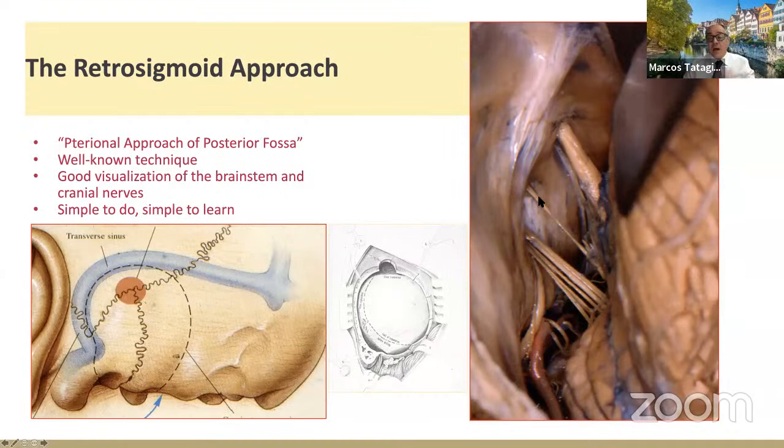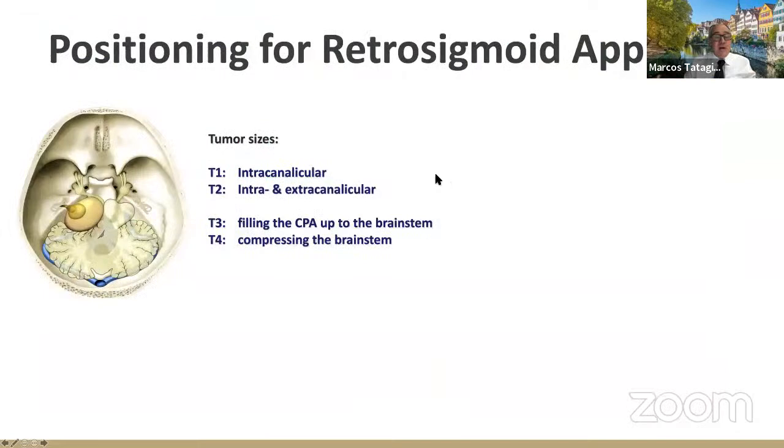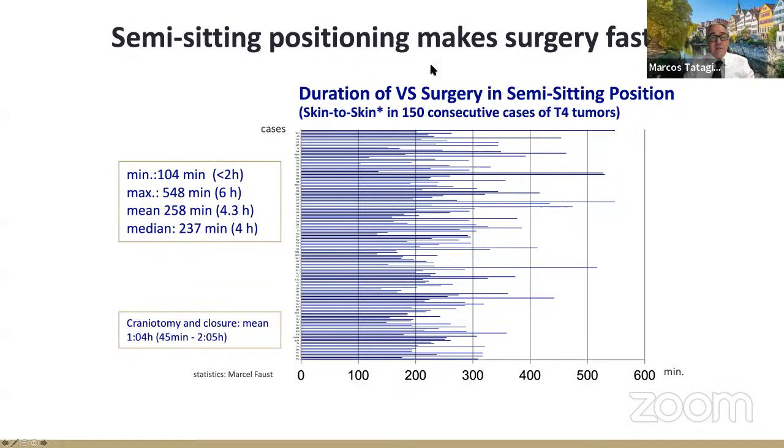We have listened to the lecture of Dr. Lieber showing the beautiful anatomy of the cerebellopontine angle. Of course, if we have a tumor here, this anatomy will be changed. Depending on the size of the tumor, we put the patient in supine or semi-sitting position. Why? In large tumors, using the semi-sitting position, we have seen that surgery is faster.